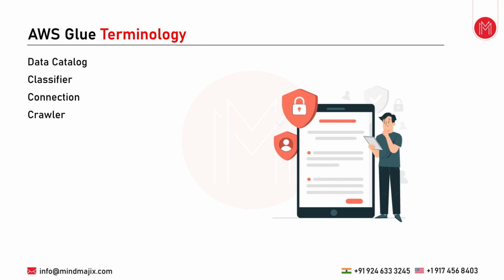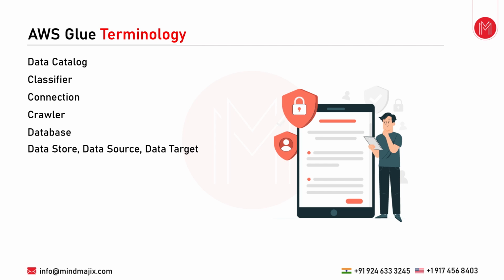The next concept here is that of database. A database is nothing but a set of associated data catalog table definitions which are organized into a logical group in AWS Glue. The next point is data source and data target.